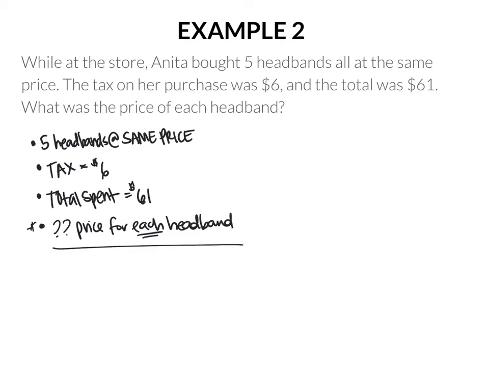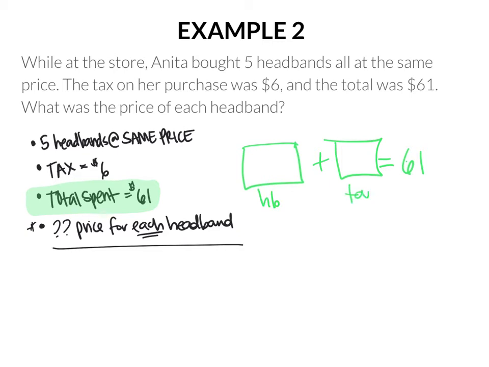As we did with the last problem, we check out where it says total. The total spent was $61. So I know whatever it is, it's going to add up to $61. So there's 2 things that are going to be added to here. There's going to be the price of the headbands, and then there's also going to be the tax. Now in the problem, it says that the tax is $6. It's not $6 per item, but just 6 all by itself.